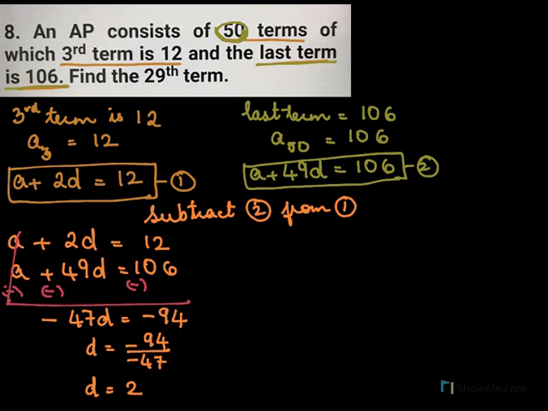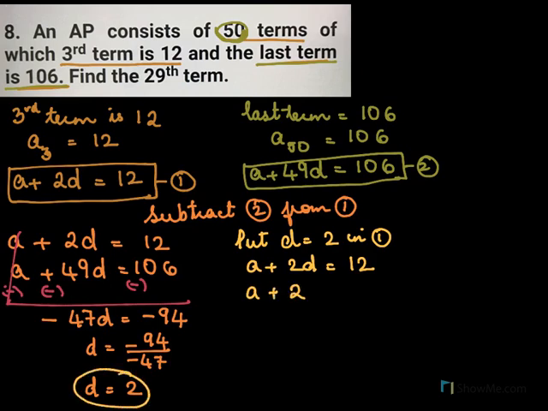I have to go ahead and find out my a. To find out my a, I will substitute in one of the equations. So put d equal to 2, say in equation 1. That is a plus 2d equal to 12. Now I know my d is 2 here, so a plus 4 equal to 12, and my a now turns out to be 12 minus 4, a equal to 8.